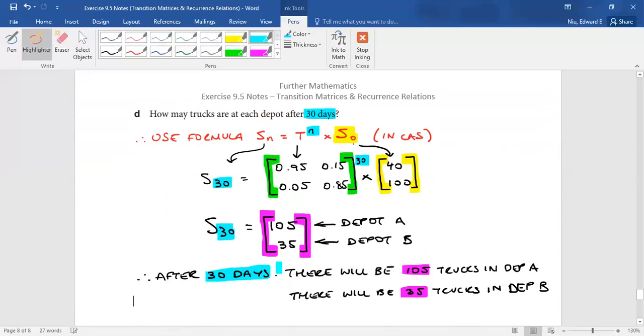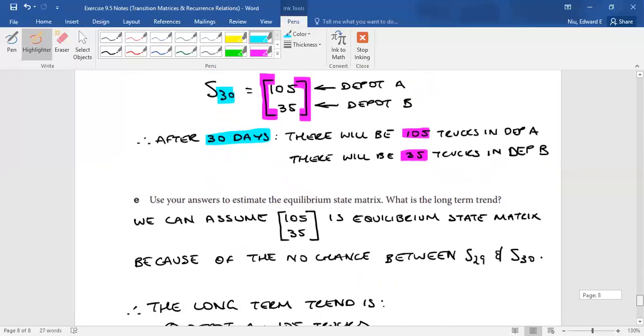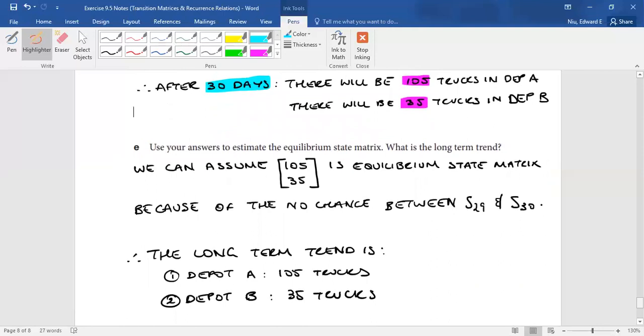And we can assume safely 31 days, it'll still be this distribution. 32 days, still be 105 to 35, Depot A to Depot B. 33, 34, 1,000 days. All right, why? If I knew why, I'd win a Nobel Prize. That's sort of the way the Mandelbrot set goes. We can't quite explain this equilibrium other than Depot A is just more popular. But why does it just hit this point where it doesn't change anymore? No one knows. Hopefully we'll figure it out in our lifetime.